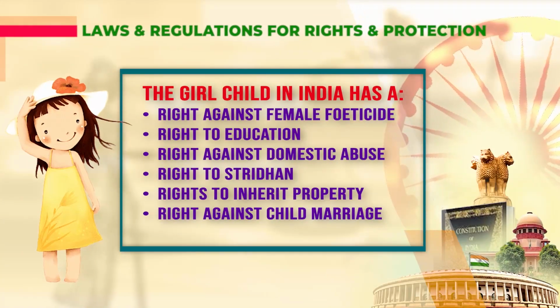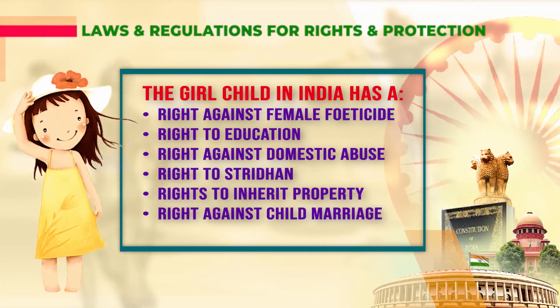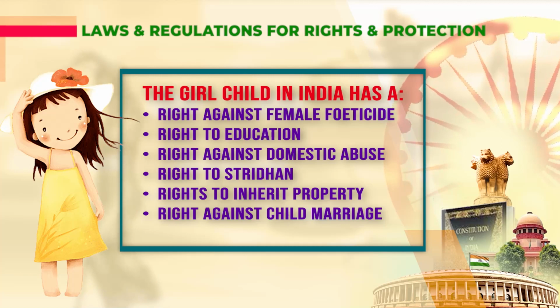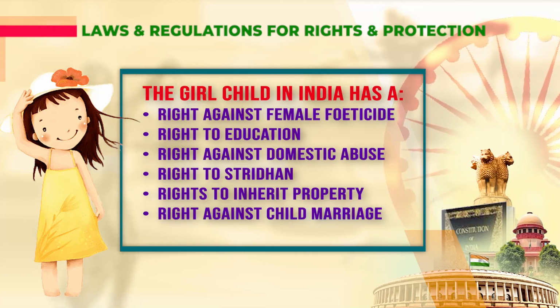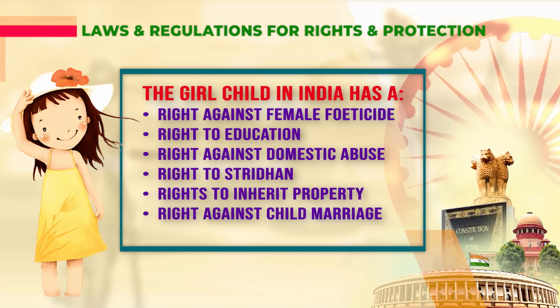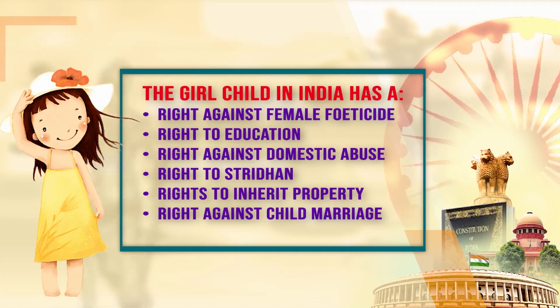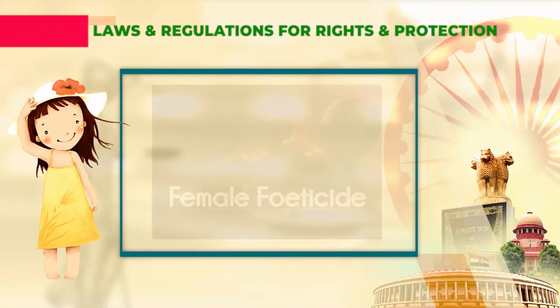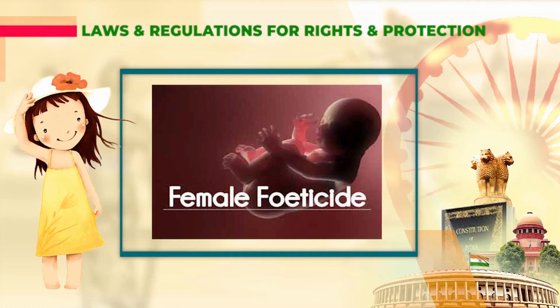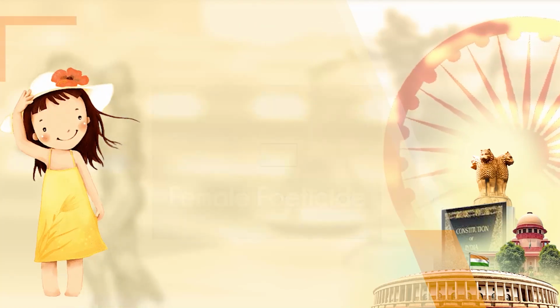Next, we will look at the rights of the girl children in India. The girl child in India has a right against female feticide, the right to education, right against domestic abuse, right to stridhan, right to inherit property, and right against child marriage. Female feticide is a problem that is seen in various parts of South Asia. Female feticide is when the female fetus is killed even before it has a chance to mature. The female fetus is killed specifically because the family does not want a daughter.